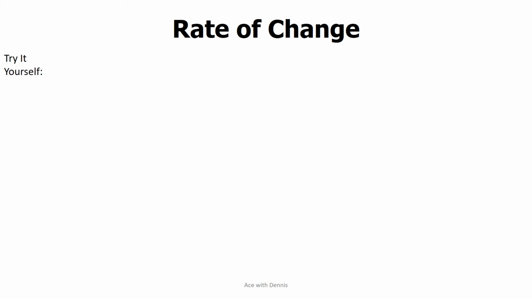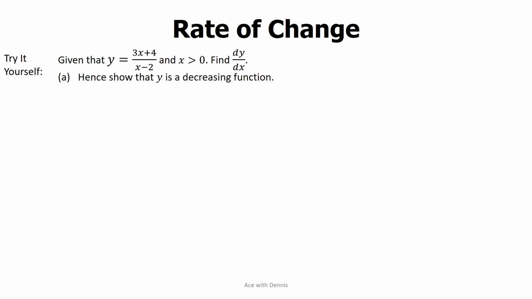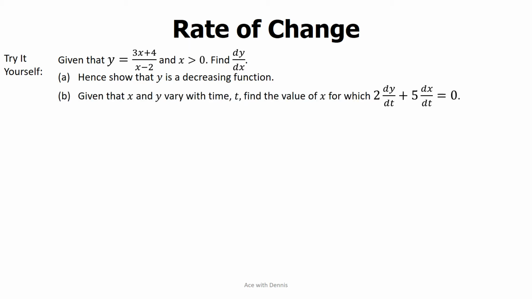Now, you can try this example yourself. Given that y equals 3x plus 4 over x minus 2 and x is greater than 0, find dy over dx. Then A, hence show that y is a decreasing function. B, given that x and y vary with time t, find the value of x for which 2 dy over dt plus 5 dx over dt equals 0. You can pause the video and try to solve it yourself.